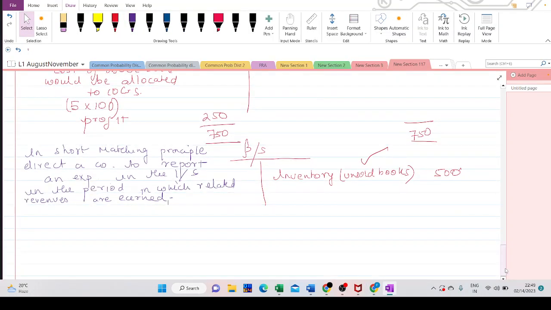Guys, are we good? Any doubts? Guys, write one thing down as well. There are certain costs that cannot be directly tied to revenues. Certain costs cannot be directly tied to revenues. Certain expenses cannot be directly tied to revenue.